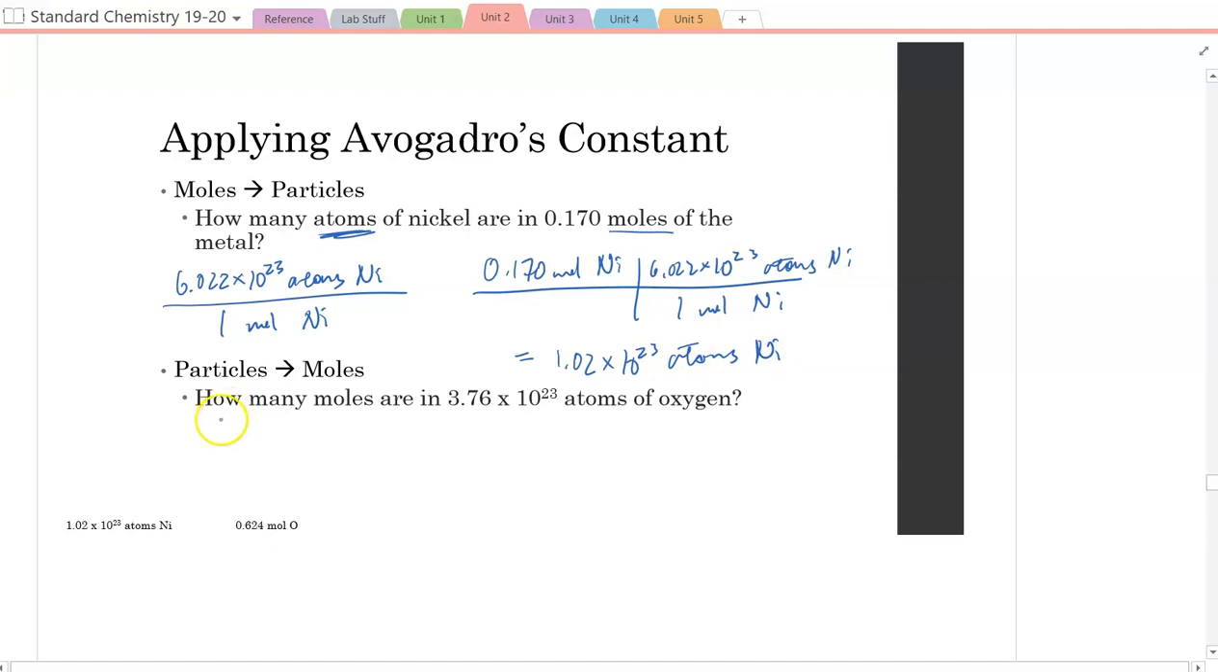The next bullet point asks how many moles are in 3.76 times 10 to the 23 atoms of oxygen. I'm given a particle amount, and I'm being asked to figure out the mole amount.